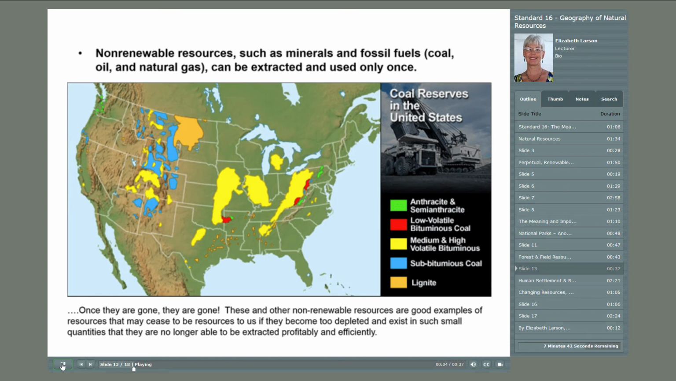Non-renewable resources, such as minerals and fossil fuels, coal, oil, natural gas, can be extracted and used only once. When they are gone, they are gone. These and other non-renewable resources are good examples of resources that may cease to be resources to us if they become too depleted and exist in such small quantities that they are no longer able to be extracted profitably and efficiently.